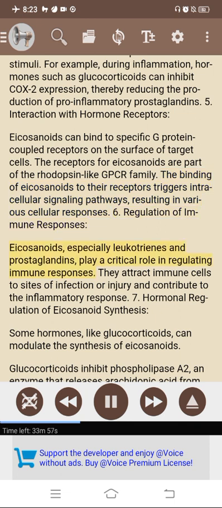6. Regulation of immune responses. Eicosanoids, especially leukotrienes and prostaglandins, play a critical role in regulating immune responses. They attract immune cells to sites of infection or injury and contribute to the inflammatory response.